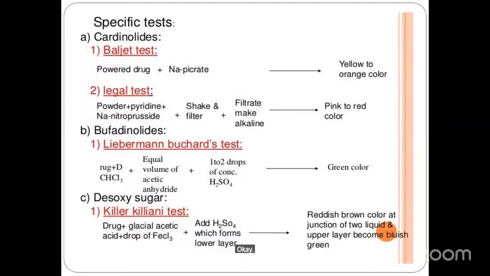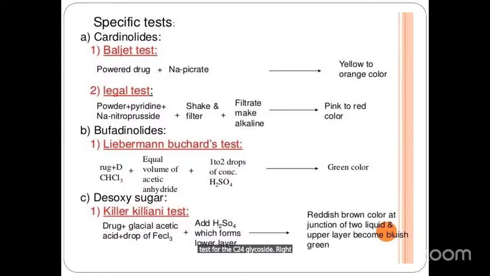Now next is bufadienolide. In the case of bufadienolide, there are two tests. As I told you, there is the Liebermann-Burchard test and another is the Keller-Kiliani test, that is for the deoxy sugar, right? So first of all, Liebermann-Burchard, that is a test for the C24 glycoside, right?